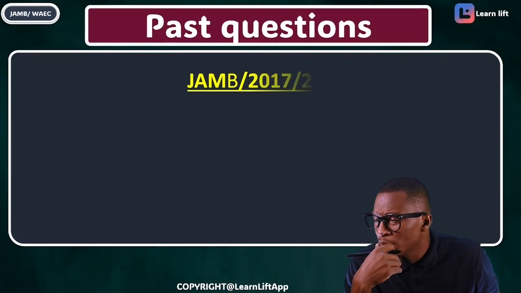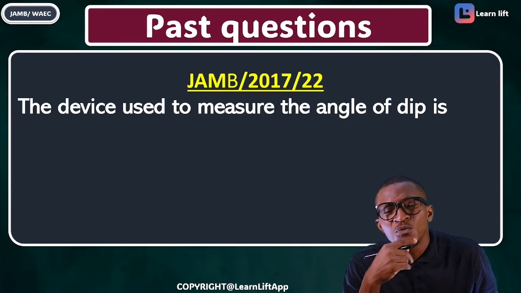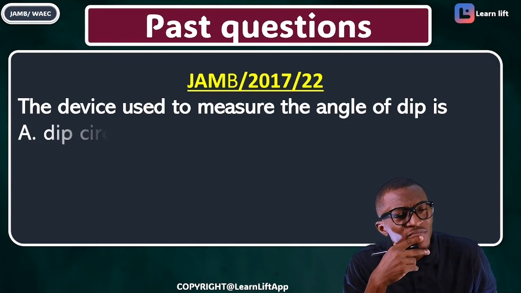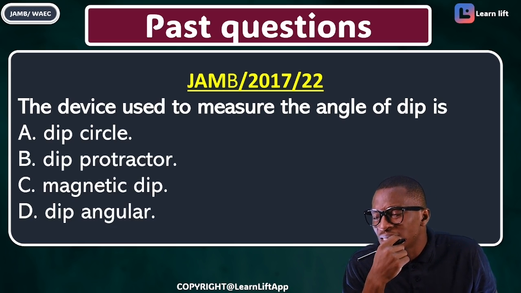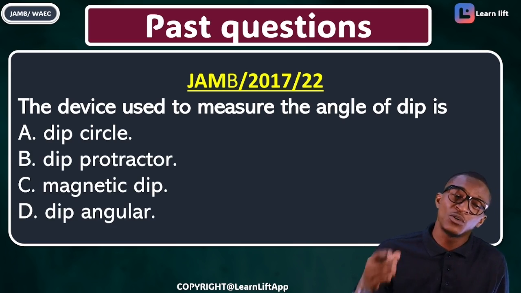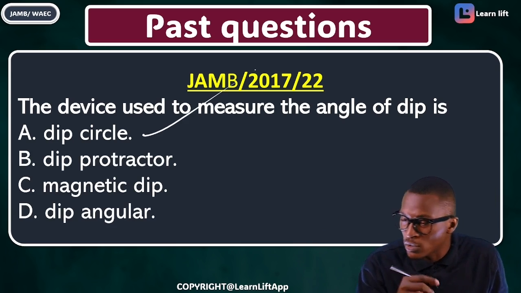Let's take a past question, JAMB 2017 UTME. A device is used to measure the angle of dip. Which device measures the angle of dip? A, dip circle; B, dip protector; C, magnetic dip; D, dip angular. We said you call it either a dip circle or a dip needle, making option A the answer.